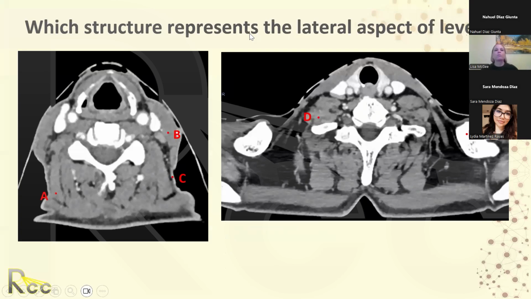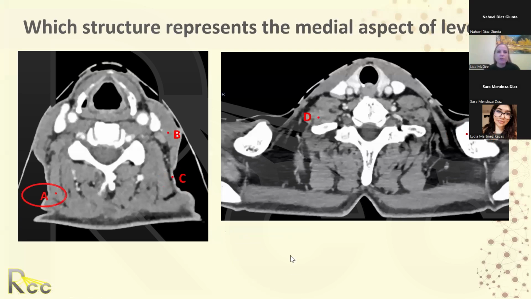Which of the following structures best represents the lateral aspect of level 5? Most of the people answer E and C. Excellent. Exactly. And so here we are showing you A is the levator scapulae, B is the sternocleidomastoid, C, we have the skin. So up high in level 5, or superiorly, we're contouring to the deep aspect of the skin. D, we have the middle scalene muscle again, and then E is the clavicle.